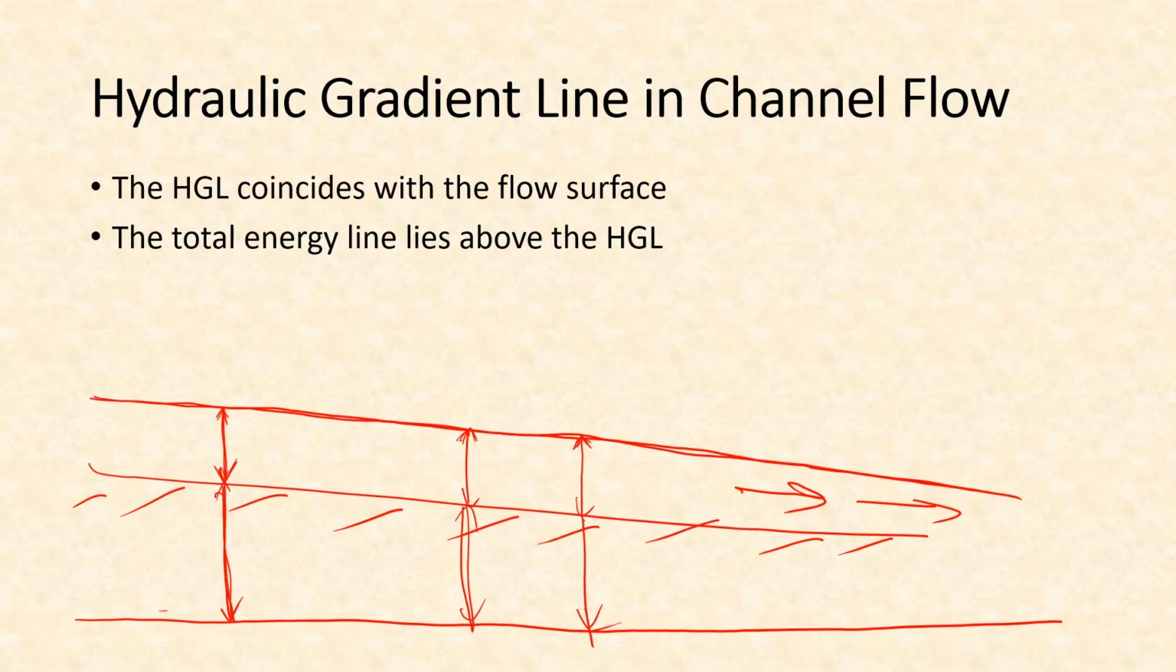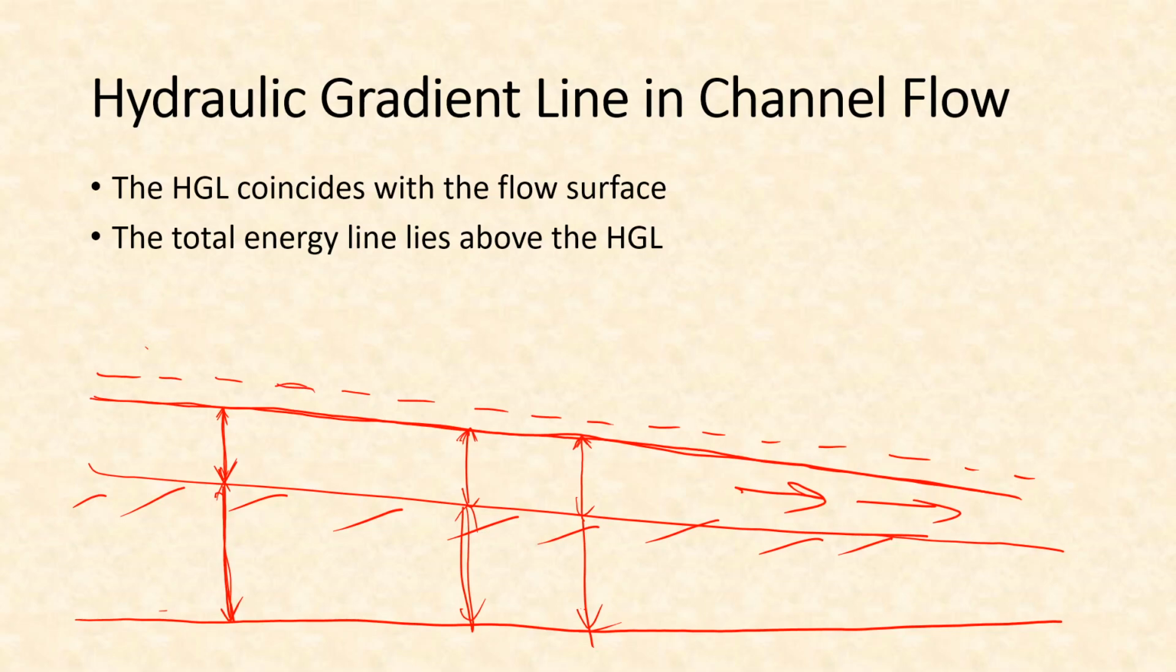But the total energy line will be slightly above it if the velocity is very high. Suppose it's a very fast flow, then the total energy line will be somewhere around here, and the difference represents v square by 2g, the velocity head. Or if the flow is very slow, in that case the line will be very close to the water surface.